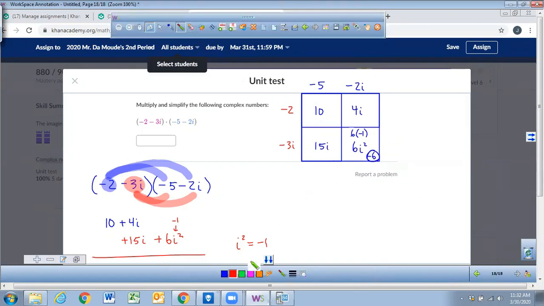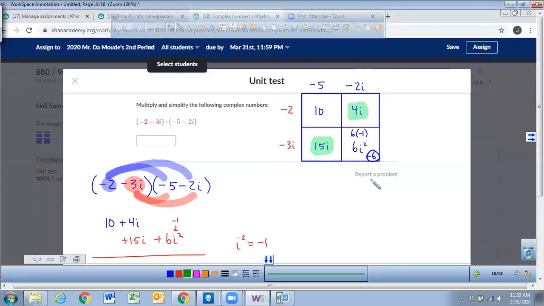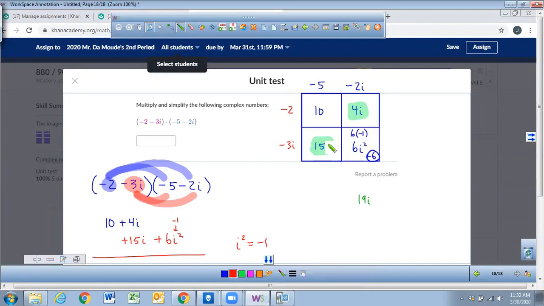Why do I like this way? Because what can you simply look at? You can see your numbers that you can add together. How many i's do you guys see? A total of what? A total of 19 i's if you add them together. And then what do we have left over here? We've got a 10 minus a 6. All right, 10 minus 6 is 4.